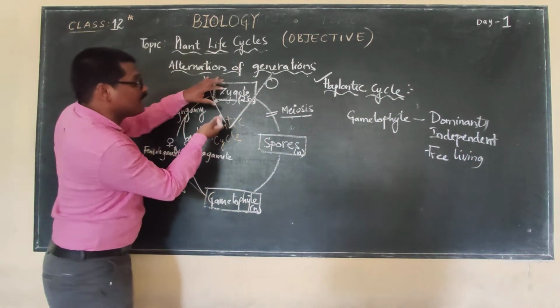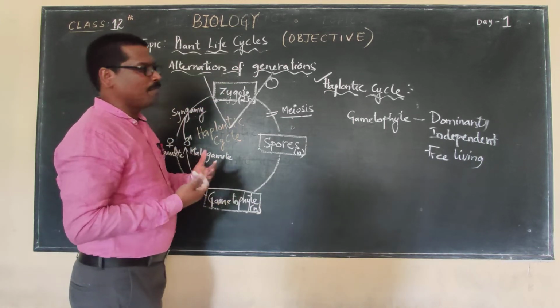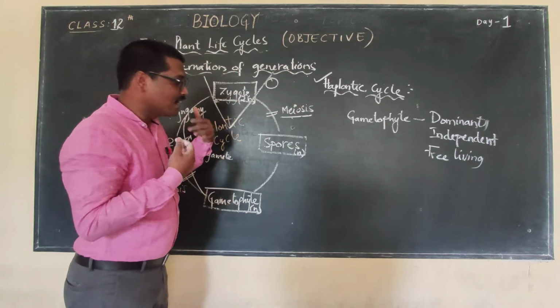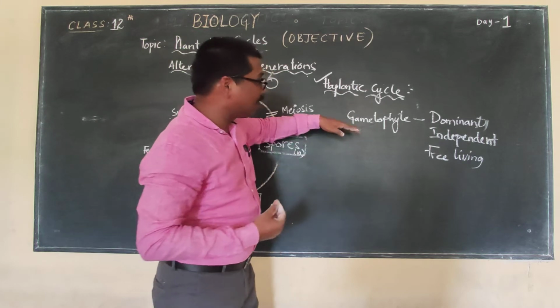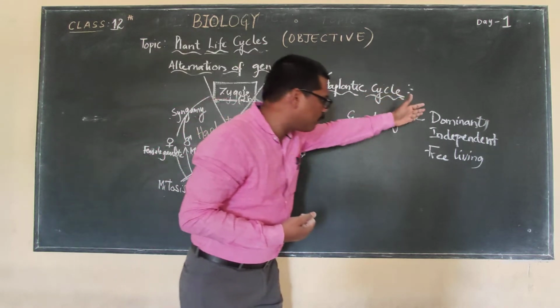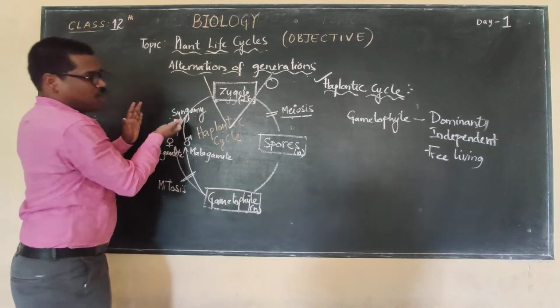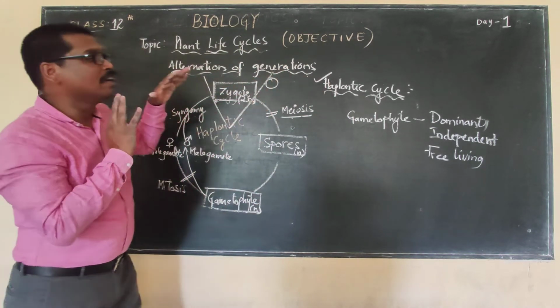Whereas the other part, the zygote, is not free living or independent. It is depending upon what? The gametophyte for its survival or for its existence. So here we should remember that the gametophyte is independent and dominant, free living, and it takes more duration in the life cycle of haplontic organisms or plants.